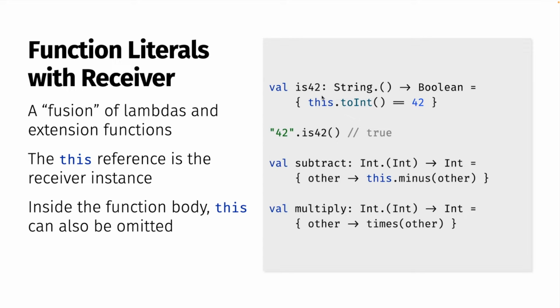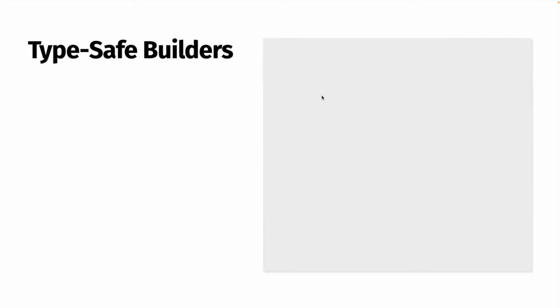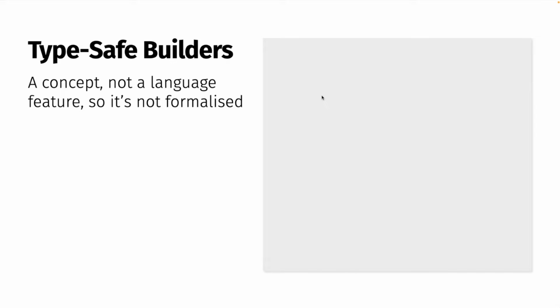The important thing about these function literals with receiver, that makes them, let's say, more powerful than just extension functions, is that we can pass a function literal with receiver. We can take a function literal with receiver as a parameter in some function, right? So, for example, we can create type-safe builders, which is more like a concept. It's not really a language feature of Kotlin, so it's not really a formalized thing. And they work like this.